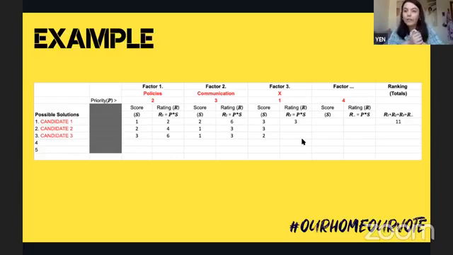For example, someone who does really, really well on a factor that you care about the most is going to have a really, really low score at the end, which means the lowest score is the one you should pick, because that reflects the candidate who has done the best on the things that you care about. So that is, in a nutshell, how to make a decision using a decision matrix.